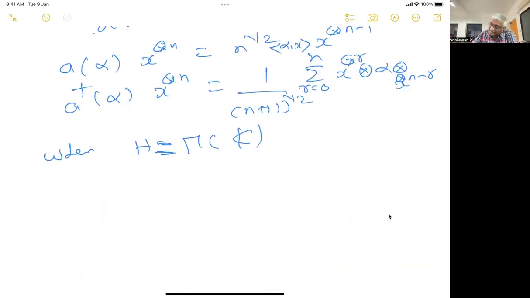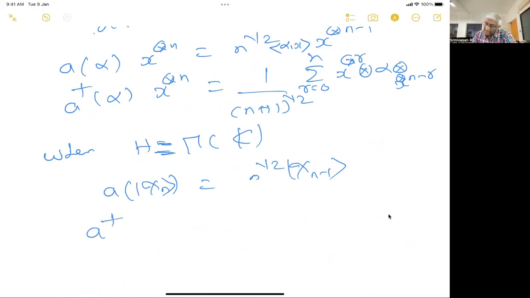When our space is gamma of C, when it is n equal to 1, then A of chi^n will be n^(1/2) chi^(n-1), which is clear because the inner product between 1 and 1 is 1 and we get 1 to the power n. And A dagger A of chi^n: chi^(n-1) you take to the n particle space, and that will become n^(1/2) times chi^n. A dagger acting on chi^(n-1) will be n^(1/2) times chi^n.